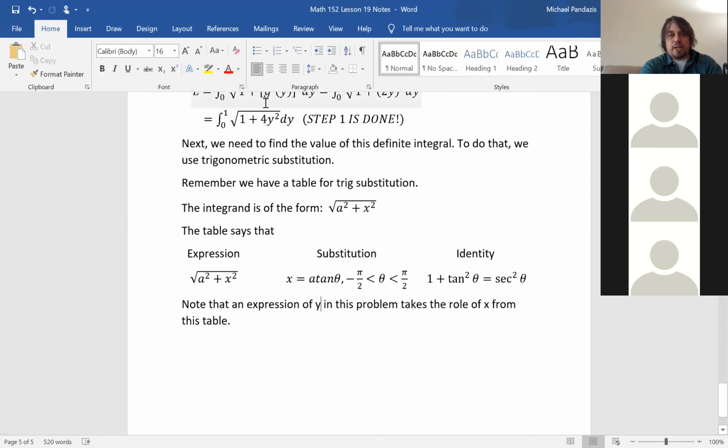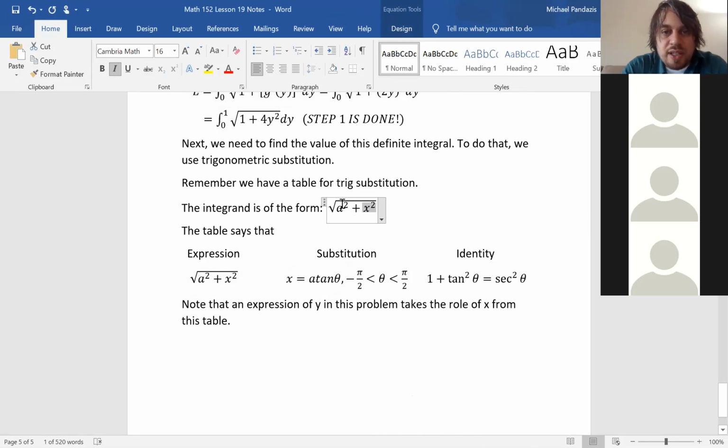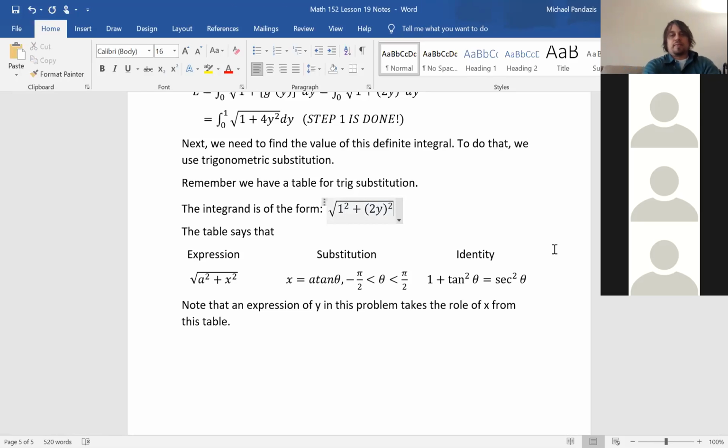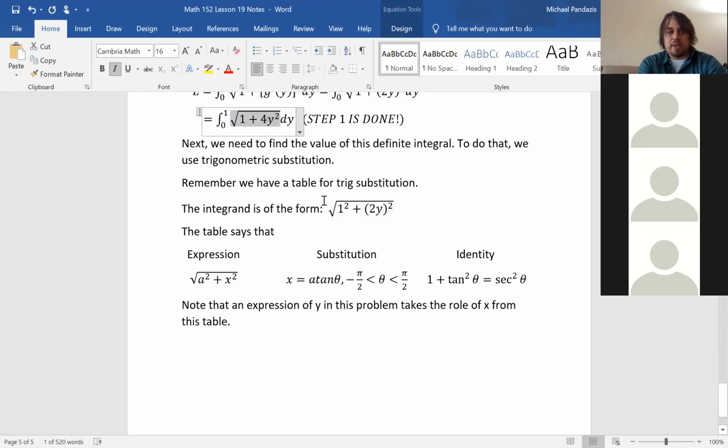So here, instead of x squared, we have 2y in parentheses squared. Okay, so the integrand is of the form, let me put it this way, 1 squared plus 2y squared. Okay, so this is the integrand here, the square root of 1 plus 4y squared. So the integrand is of this form.